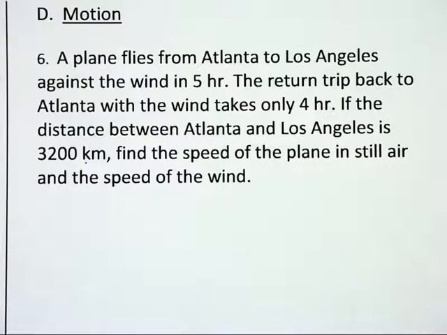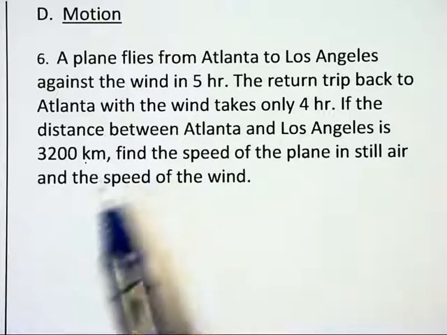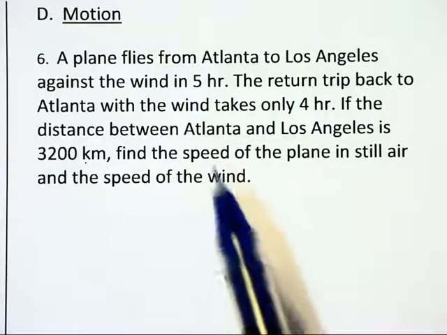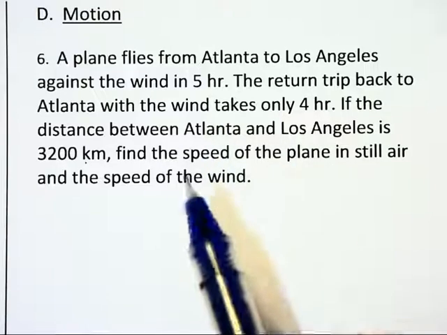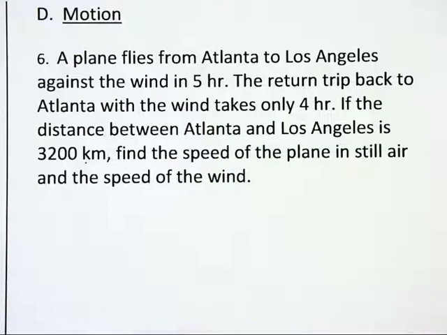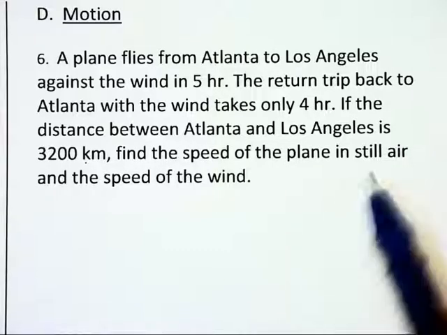These motion problems that we're going to be doing, or distance rate time problems, are going to be a little bit different than those that you did back in section 1.2. Let's see what we've got. A plane flies from Atlanta to Los Angeles against the wind in 5 hours. Now when you're traveling against the wind, the wind is working against you, whereas when you have a tailwind, or working with the wind, it's going to give you an extra little boost. So we've really got two trips here.